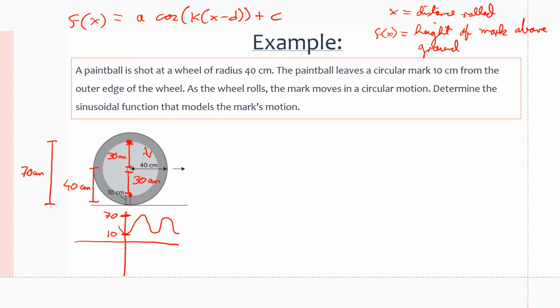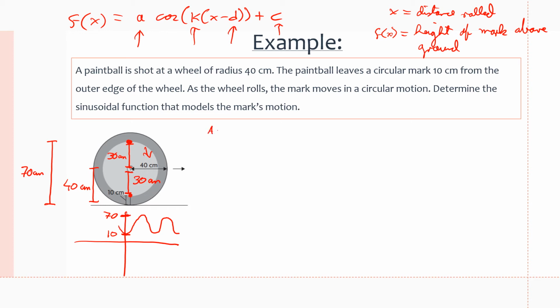Okay? So now we have a rough sketch of the sinusoidal graph. We have a max and a min point. That means we can find the amplitude, which is going to give us A. We can find the equation of the axis, which is going to give us C. Then we need to find the period to find K, and then we need to find the phase shift of the graph. So let's begin by finding the easy stuff.